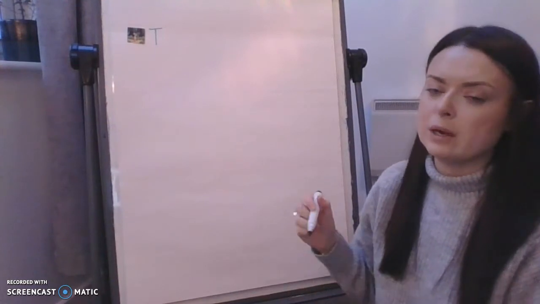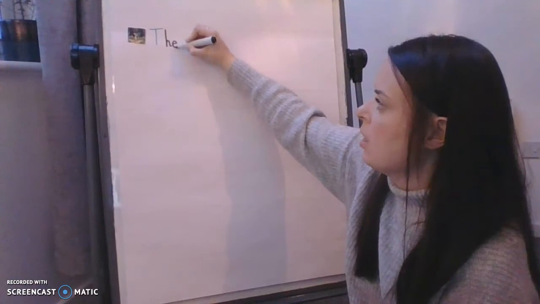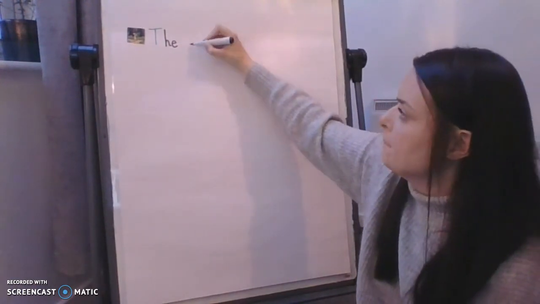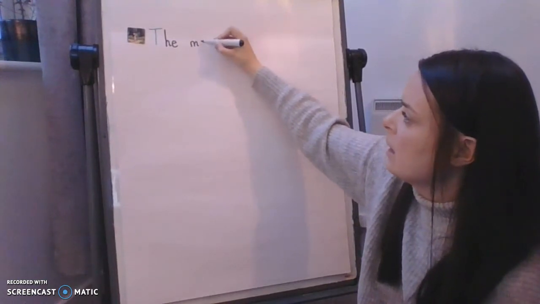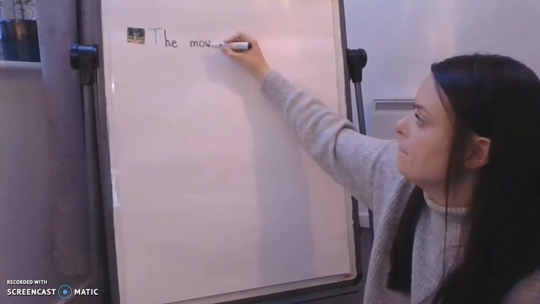The. We all know how to spell our tricky word, the. The mouse. Okay, I've got my finger space. Ow. We've not learned this ow sound yet, but we will be soon. Ow.